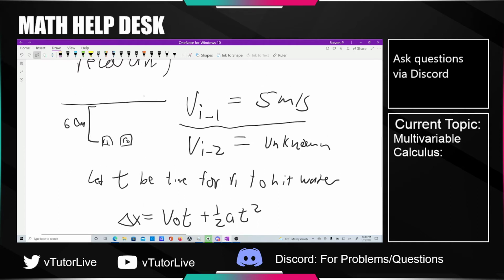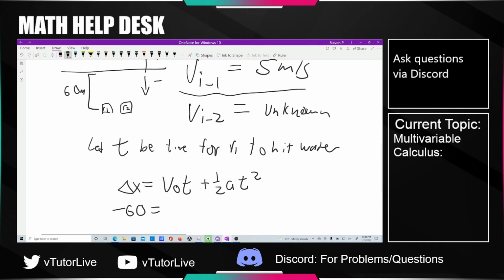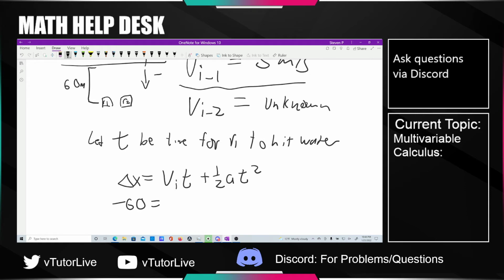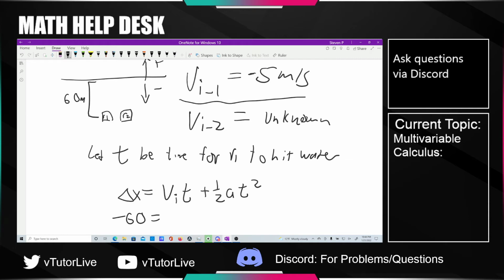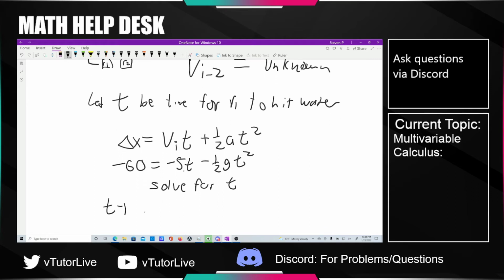Let's be sure to define our coordinate system again, where upwards is positive and downwards is negative. So I'm going to say minus 60 is equal to, so maybe I shall call this v initial, minus 5. So minus 5t minus 1/2 times g t squared. So this is a quadratic equation, and we can just solve for t. And we know that t minus 1 is the time for R2 to hit the water.